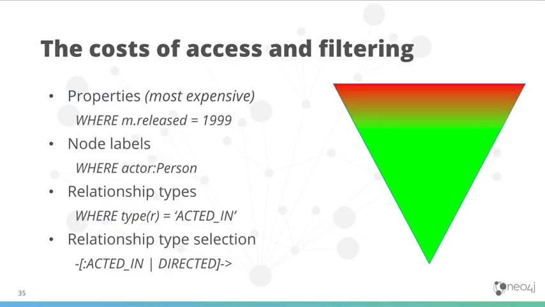Now, speaking of costs, there are costs for access and filtering of certain things, and properties are the most expensive. This is something to keep in mind. This is the way things are now. It's not necessarily how it's going to remain. We do have some improvements on the way. But property access, or filtering, is going to be a little bit more costly than the others. Doing filtering by node label is usually pretty good. Filtering by relationship type is fairly fast. Relationship type selection is also very fast, just because we have some supporting structures for this. But that's more of a modeling concern. We're not going to talk too much about it here.